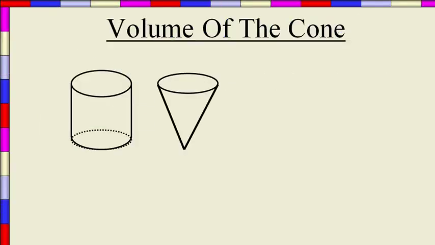Now volume of the cone. So there is a relation between volume of the cone and volume of the cylinder. And to discuss this relationship, we have taken one cylinder and one cone where the height and diameter of both are same. Means the height of the cylinder is same as height of the cone and diameter of this cylinder is same as diameter of this cone.